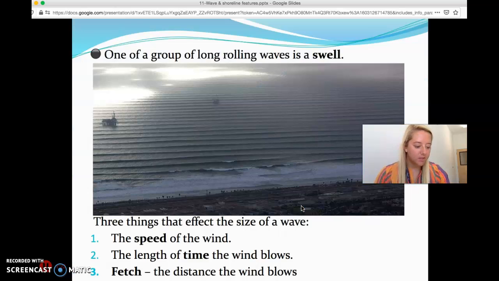We have some definitions when we are talking about waves. The first one is what we call a swell. It's a group of long rolling waves. We call this a swell.